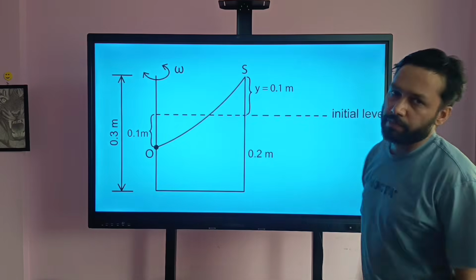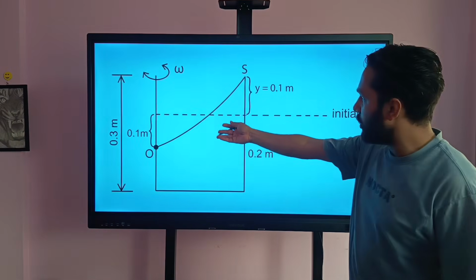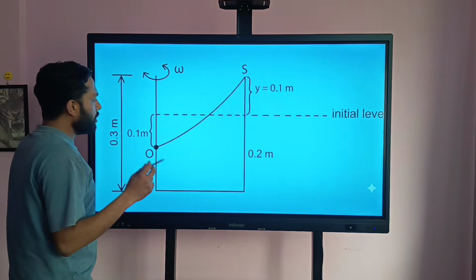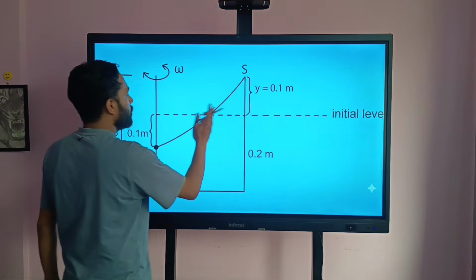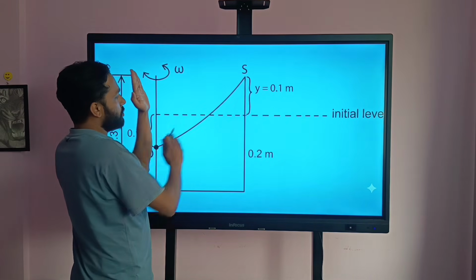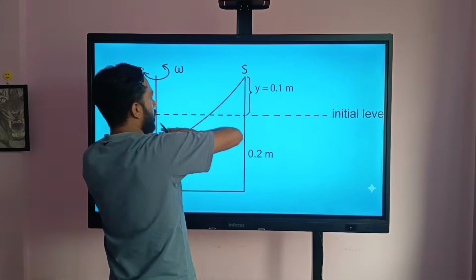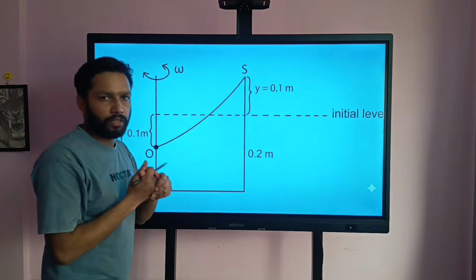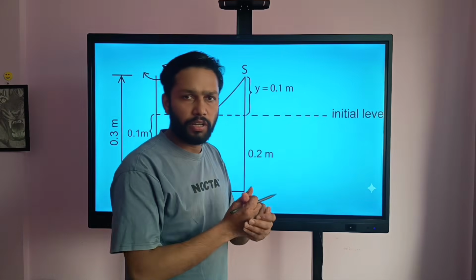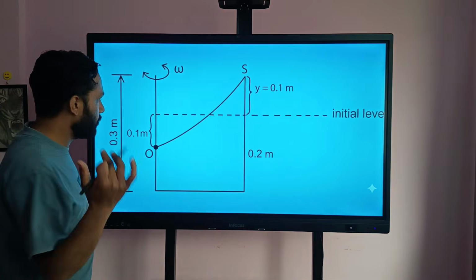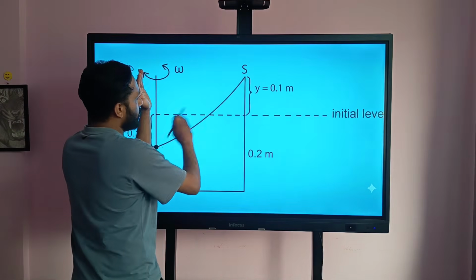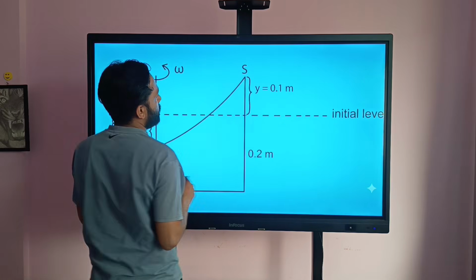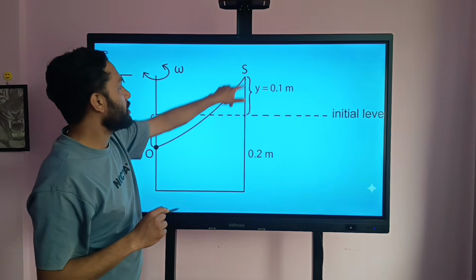Now, what will happen after rotation? After rotation, the liquid, which was initially at this dash line, rotates about this axis, so the liquid goes in the outward direction, because it is a fluid. A fluid deforms continuously under the action of shear force. That is the definition, so it undergoes continuous deformation and goes up to this point, the spilling point.